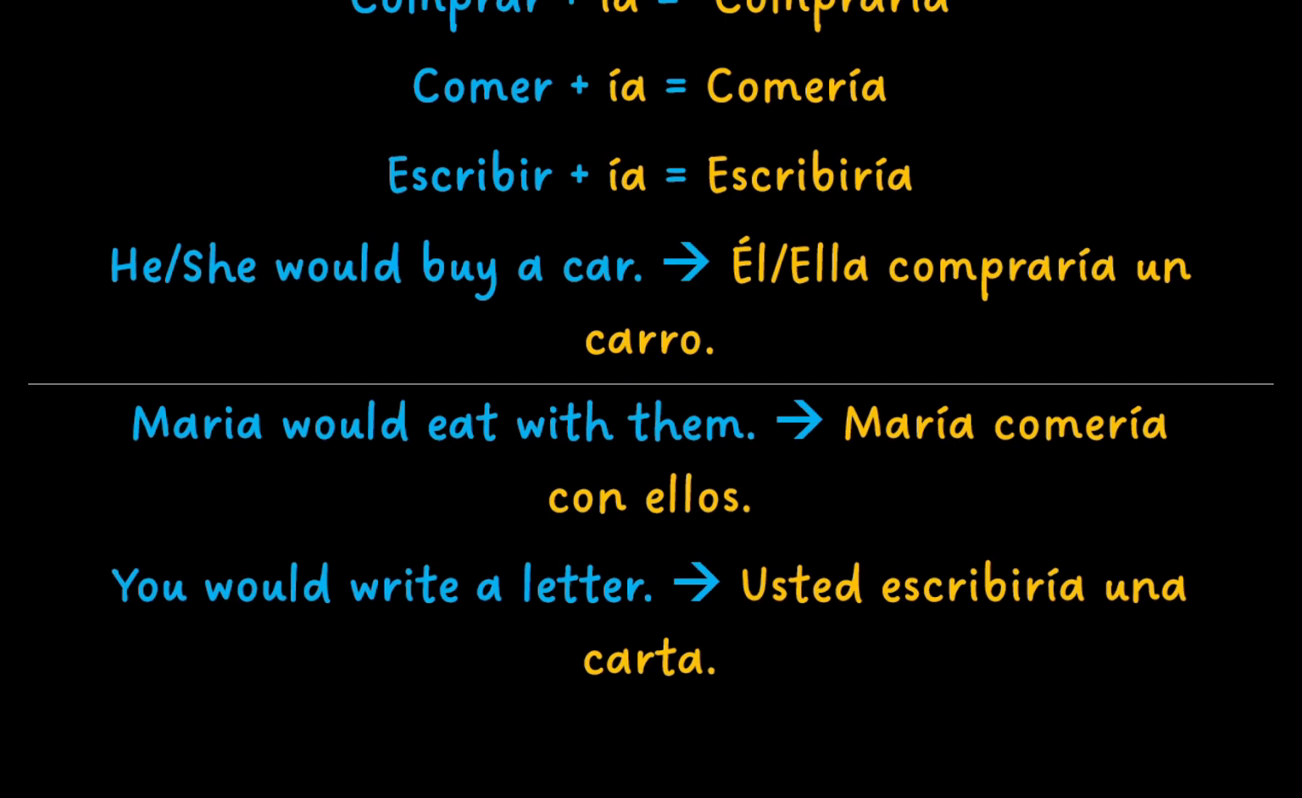Because these are conjugated the same way, I'll include pronouns in some of these sentences just to clarify who's doing the action. He or she would buy a car is él or ella compraría un carro. Maria would eat with them is María comería con ellos. And you would write a letter is usted escribiría una carta.